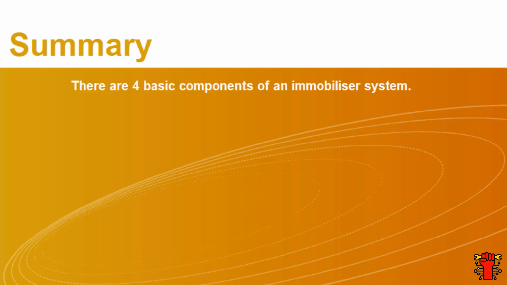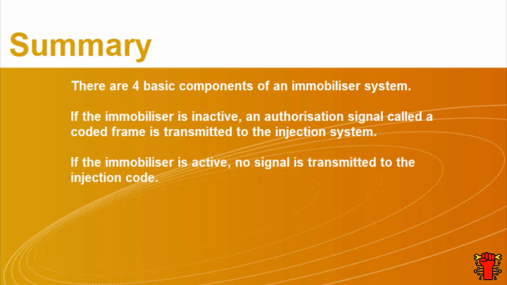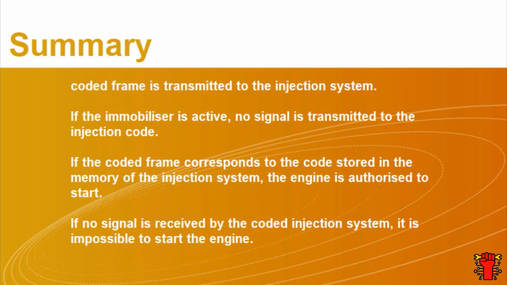In this section, we have looked at the following points. There are 4 basic components of an immobilizer system. If the immobilizer is inactive, an authorization signal called a coded frame is transmitted to the injection system. If the immobilizer is active, no signal is transmitted to the injection code. If the coded frame corresponds to the code stored in the memory of the injection system, the engine is authorized to start. If no signal is received by the coded injection system, it's impossible to start the engine.